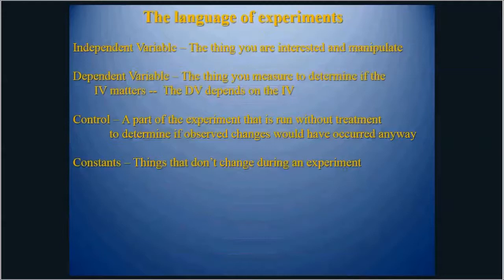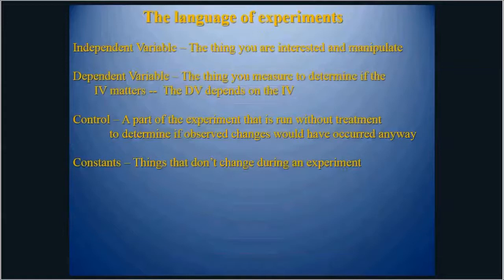A control is the part of the experiment that's run with no treatment to determine if the changes would have occurred anyway, or if there was a significant impact based on you changing the independent variable. And the constants are the things that don't change in the experiment. So for example, if you were to measure plant growth in different colors of light, your independent variable would be the different colors of light. That's what you're going to change.